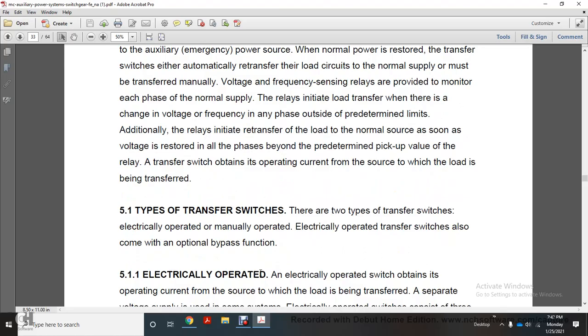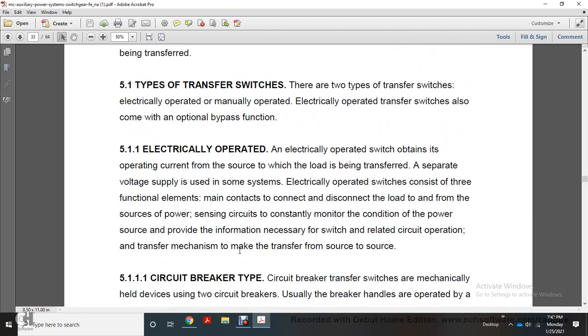5.1 Types of transfer switch. There are two types of transfer switch: electrically operated and manually operated. Electrically operated transfer switches also have an optional bypass function. Electrically operated switches obtain the operating current from the source to which the load is being transferred. A separate voltage supply is used for some systems.